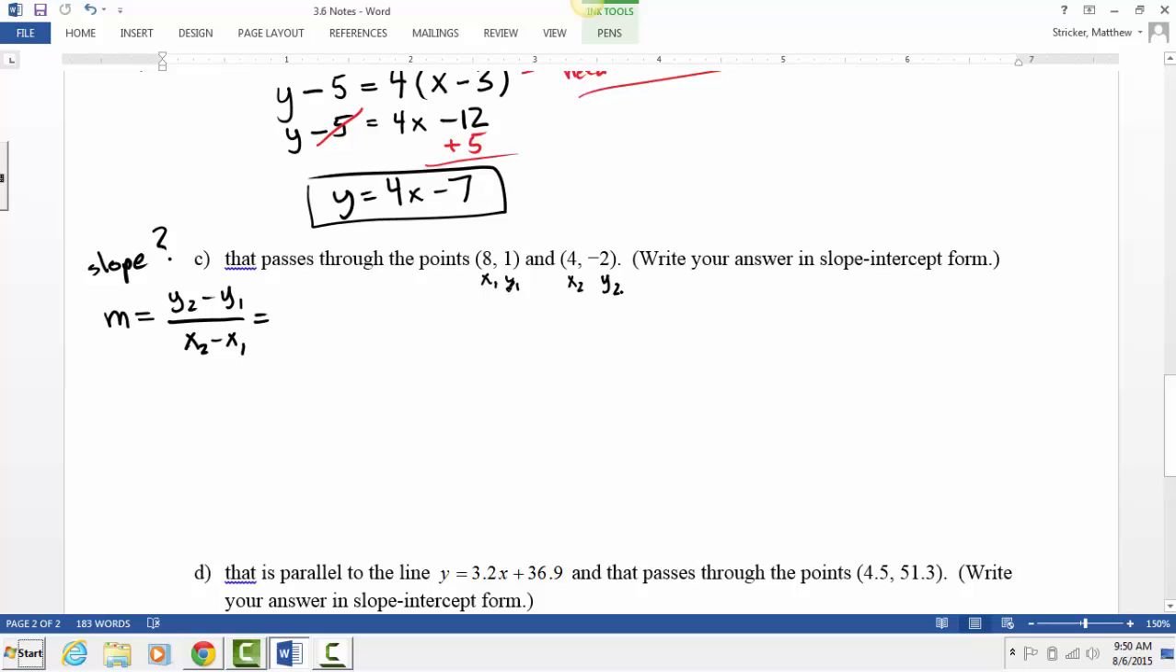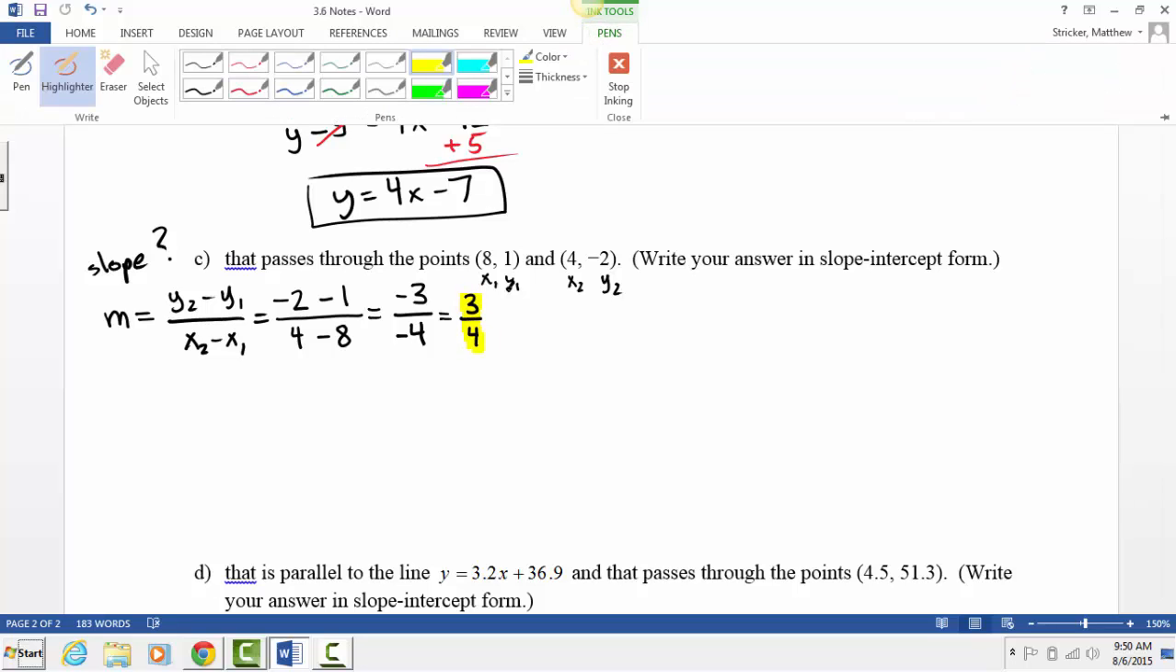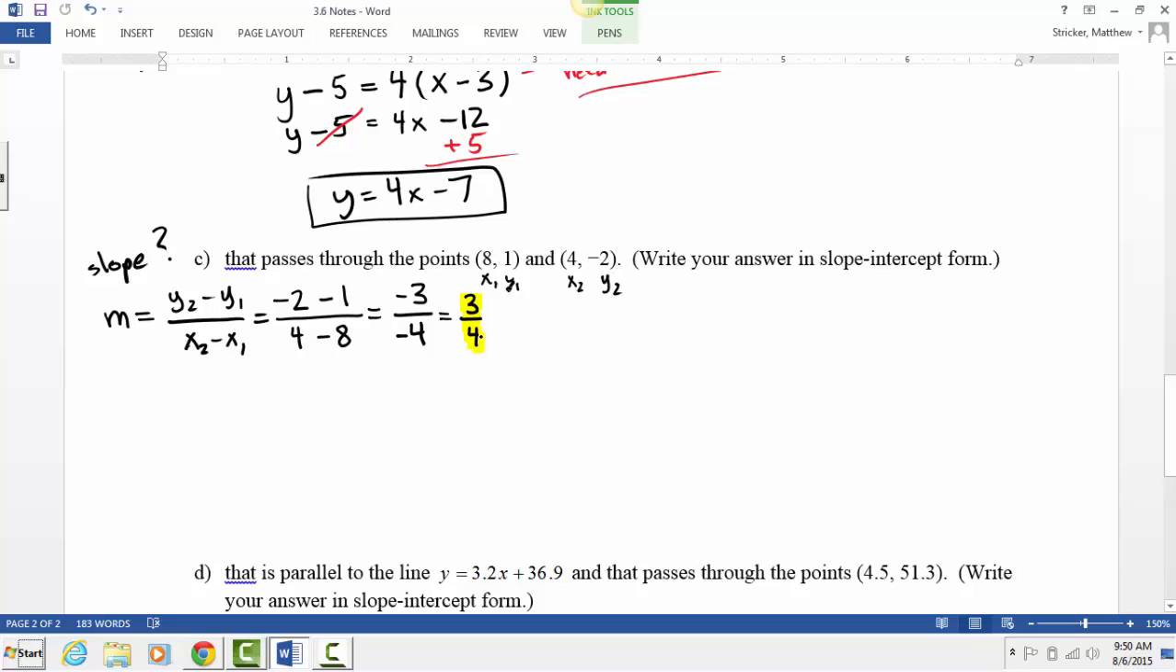So when I plug in that information, y2 minus y1 is negative 2 minus 1. Remember to be careful with your signs here. And then x2 minus x1 is 4 minus 8. Simplifying, we have negative 3 on the top, negative 4 on the bottom, which simplifies to a positive 3 over 4 because a negative divided by a negative is a positive. So we're going to need that. And now we have a slope, but we also have 2 points to pick from.